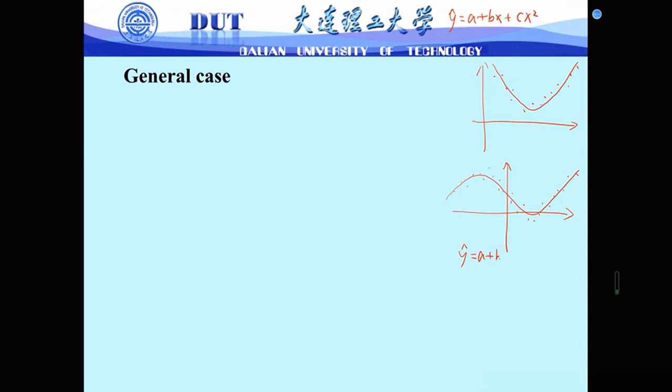So, a plus bx plus cx squared plus dx cubed. Now we need to determine the four coefficients. The degree is just 3. It's independent of the number of the data points. So again, the two differences between the interpolation method and the least square method.